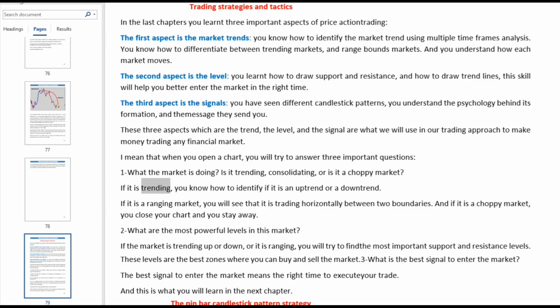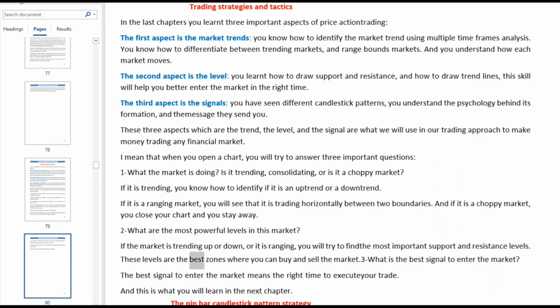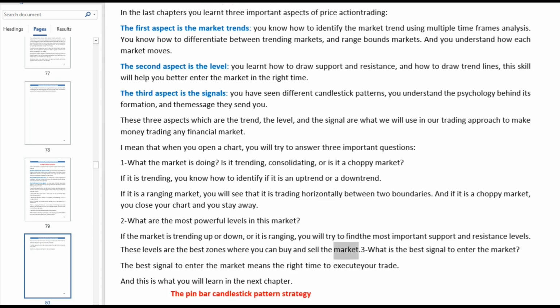If it is trending, you know how to identify if it is an uptrend or a downtrend. If it is a ranging market, you will see that it is trading horizontally between two boundaries. And if it is a choppy market, you close your chart and you stay away. Two, what are the most powerful levels in this market? If the market is trending up or down, or it is ranging, you will try to find the most important support and resistance levels. These levels are the best zones where you can buy and sell the market.